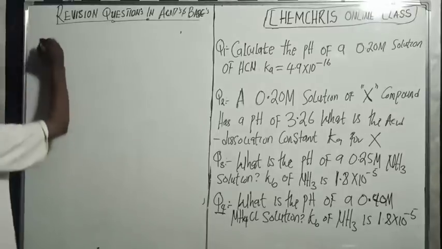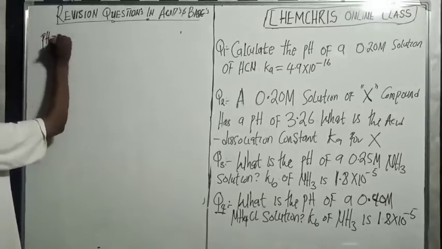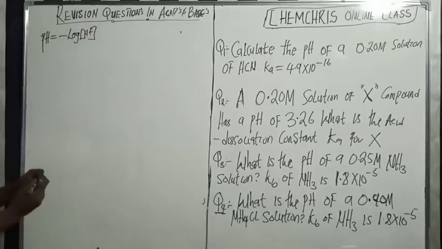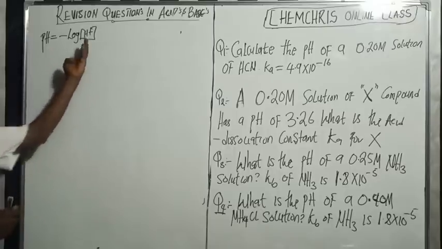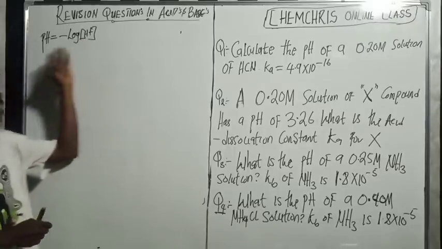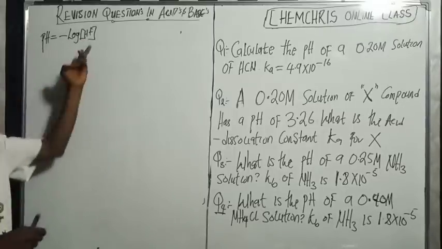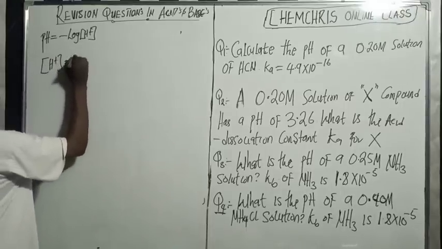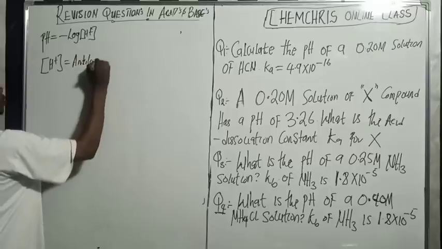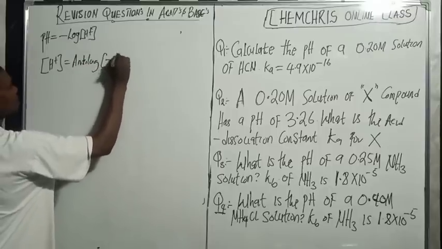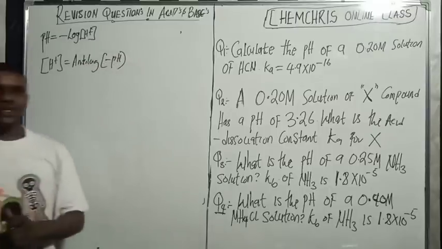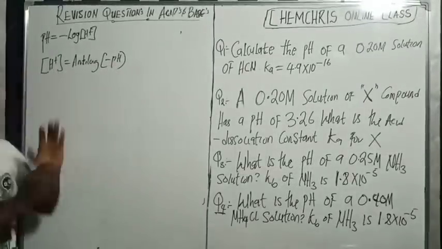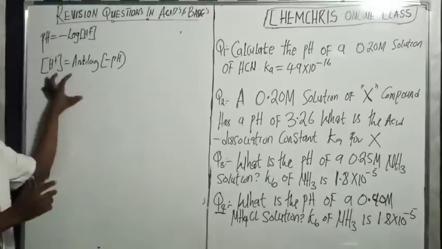So the first formula is going to be pH equals minus log H plus concentration. Now this is when the concentration of the acid is given to you, and you look for the pH. Do you understand? So you use this one here. Then you have H plus equals anti-log minus pH. Now if you are given the pH and asked to calculate the concentration of the acid, you can easily use this formula here.